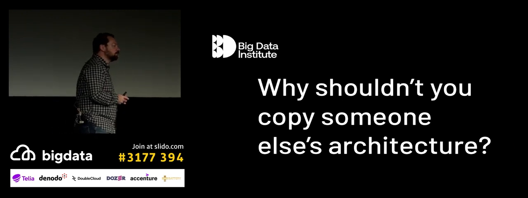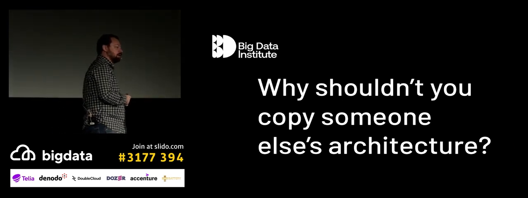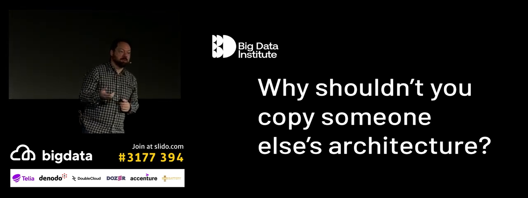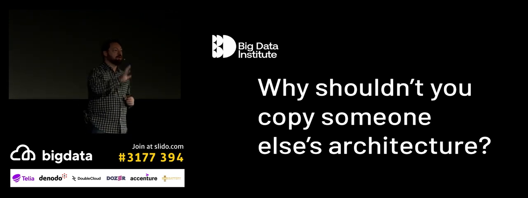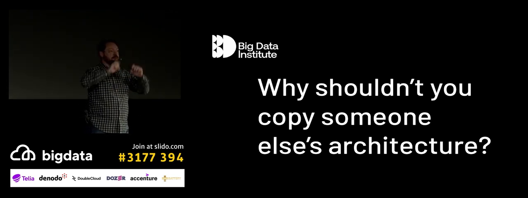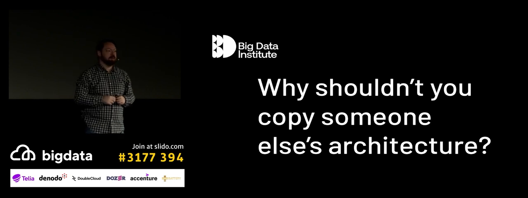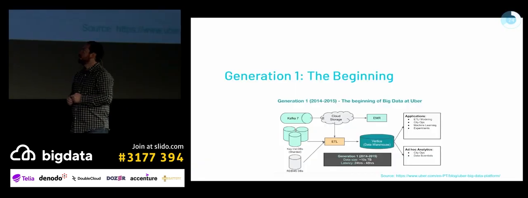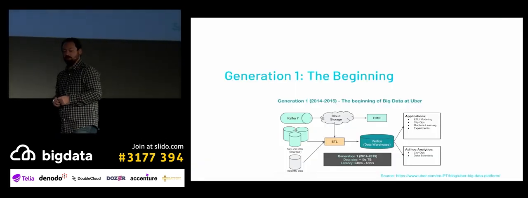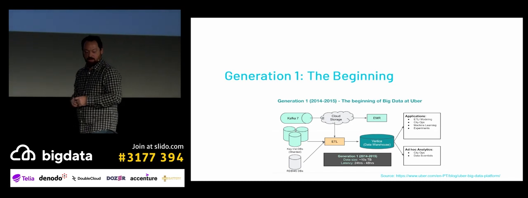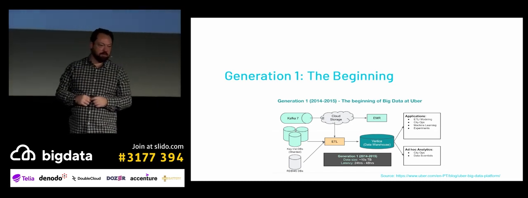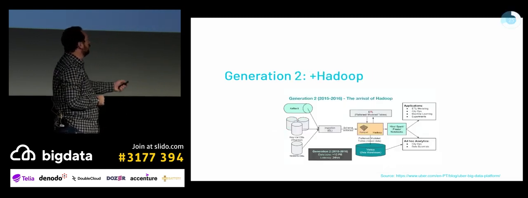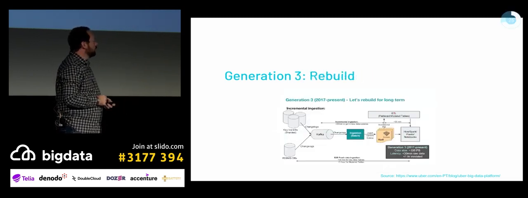So why shouldn't you copy someone else's architecture? Sometimes when you go to a conference, somebody will put up their architecture and people will take the picture and they'll say, oh, I'm going to do that. That's our architecture now. We are going to do that. Well, what's interesting about that is Uber was nice enough to show their architecture over time. There's a link there on the bottom if you want to go read that. So they have a generation 1, a generation 2, and a generation 3.